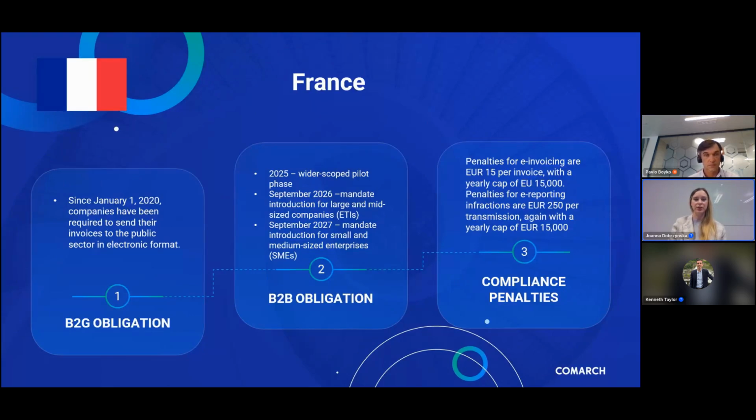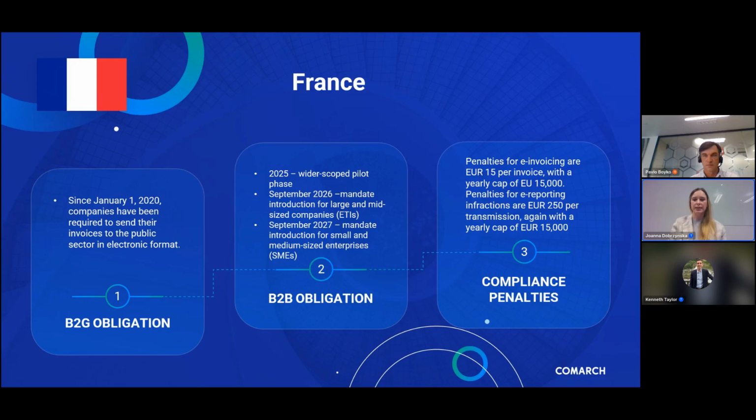Talking about financial penalties, I have prepared some examples of countries that already have e-invoicing in place or that are preparing themselves for e-invoicing rollouts. So, for example, in France, companies have been required to send invoices only to the public sector in electronic format since January 1st, 2020. And the obligation for B2B was postponed a few times, but it will finally go live from September 2026.